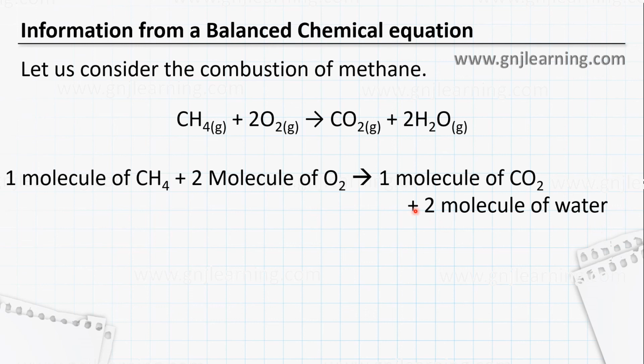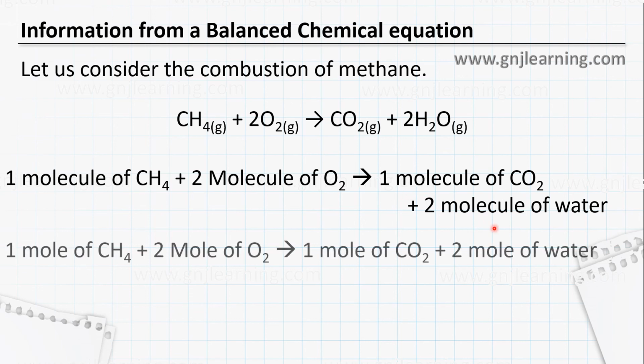So I am again increasing the number. 1000 molecules of methane, then I have to add 2000 molecules of oxygen in order to get 1000 molecules of carbon dioxide and 2000 molecules of water. Again I am increasing: 6.022 into 10 raised to 23 molecules of methane. What is this value? 6.022 into 10 raised to 23, that is 1 mole. So 1 mole of methane, then how much do I have to take? 2 moles of oxygen, giving 1 mole of carbon dioxide and 2 moles of water.